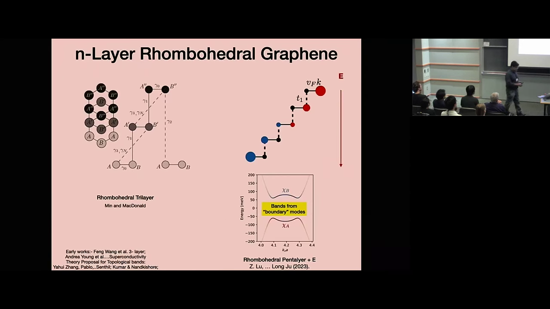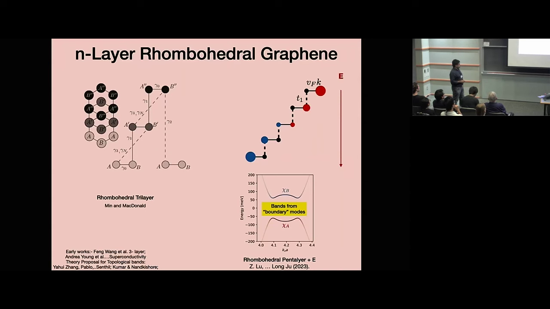Let me spend a couple of slides reviewing the electronic structure of this rhombohedral graphene. We already had an introduction to this in a long talk. Let's first start without any Moiré. We just have an n-layer stack. Here's a 5-layer stack, and you apply a strong displacement field.